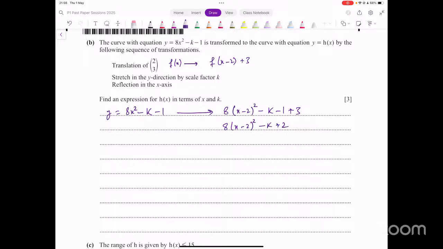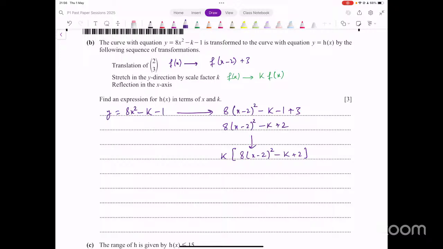Okay? And now, once you've done this, the next thing that happens is you have a stretch in the y direction. That's a vertical stretch by scale factor k. What does that mean? The whole function is going to be multiplied by k, because if you have a function f of x, when you do a stretch by a scale factor of k in the y direction, that means k times f of x. So we multiply the whole thing by k, and it becomes k times 8 into x minus 2 whole squared minus k plus 2. That's what happens when you do the stretch.